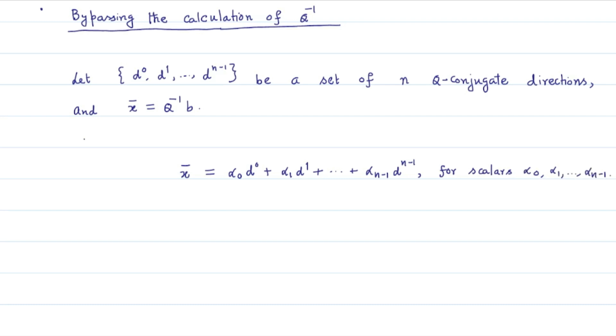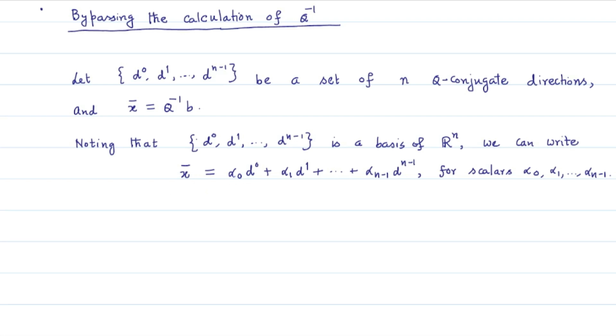These real numbers are alpha naught, alpha 1 till alpha n minus 1. So here noticing that this set d naught, d1 till dn minus 1 is a set of n linearly independent vectors and hence is a basis of Rn, we can write the vector x bar in this manner.